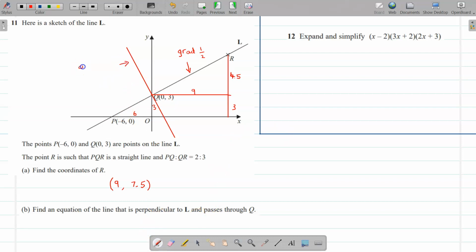So I'm just going to put that line in there, and the gradient here is -2. A straight line with a gradient of -2, that's at 90 degrees like that, crosses the y-axis at 3, has an equation y equals -2x plus 3.